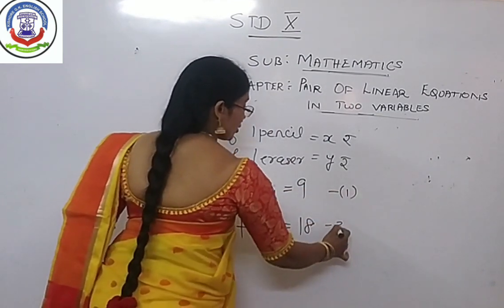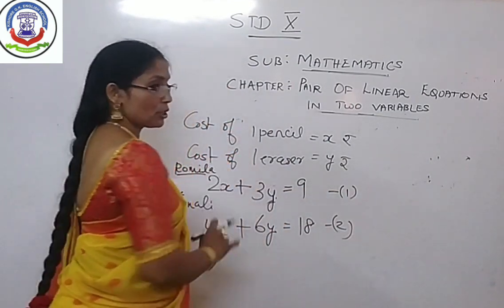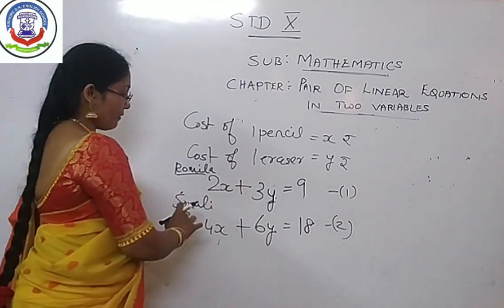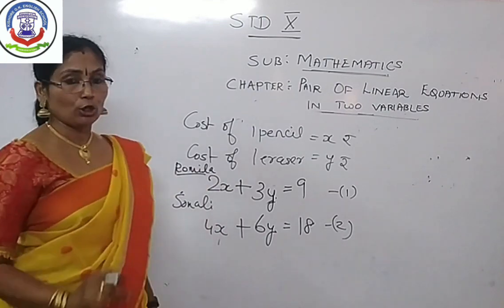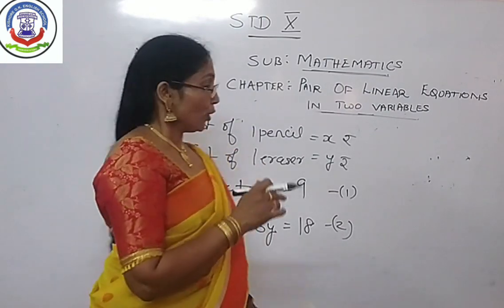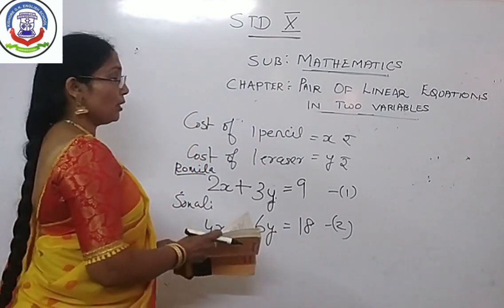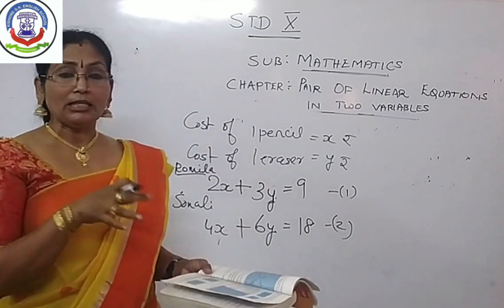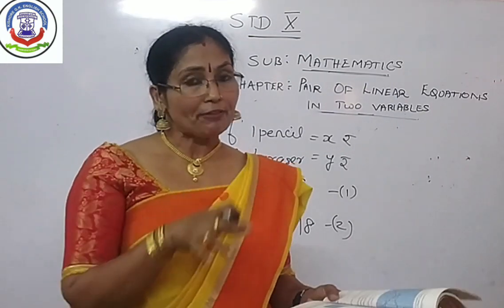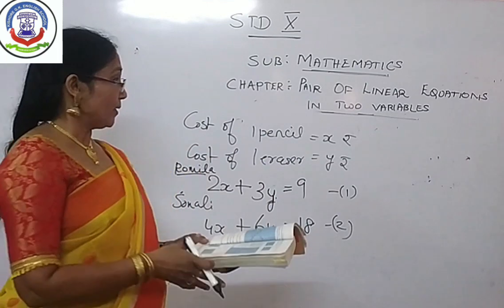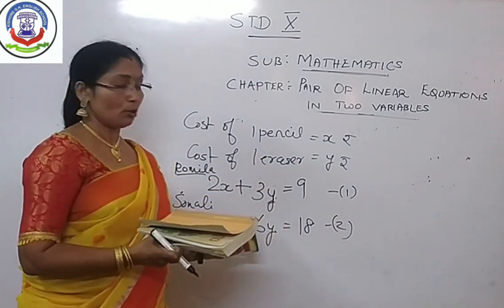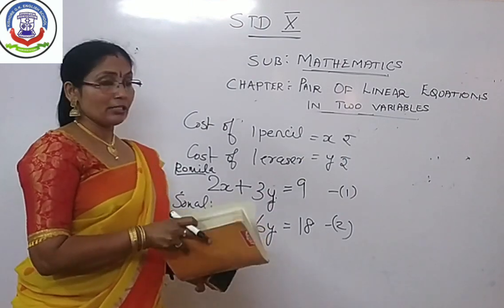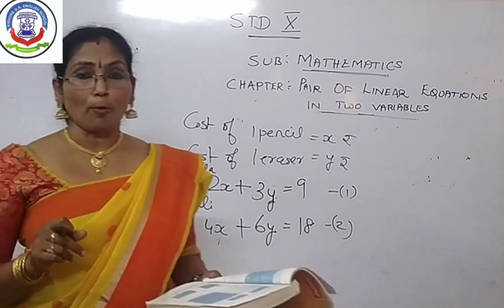Now you already represented this equation algebraically. There are 2 equations you got, a pair of linear equations: 2x plus 3y equal to 9, and 4x plus 6y is equal to 18. These are the 2 equations you derived from the given word problem. Now you might have understood how you have made these equations. Are you clear? Now let us look at how it should look geometrically.